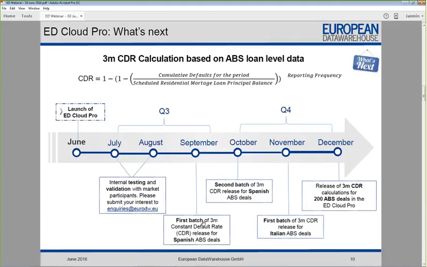The first batch of the 3-month CDR we plan to release for the Spanish transactions in September and October, and for the Italian transactions in November. By the end of the year, we should have the CDR values, both the actual computed CDR and the list of defaults for every deal, for almost 200 deals. And through the end of the year, we also plan to launch the next generation of the cloud, which would include, apart from the loan data and bond data, also data directly from investor reports and more enhancements in terms of feature sets.